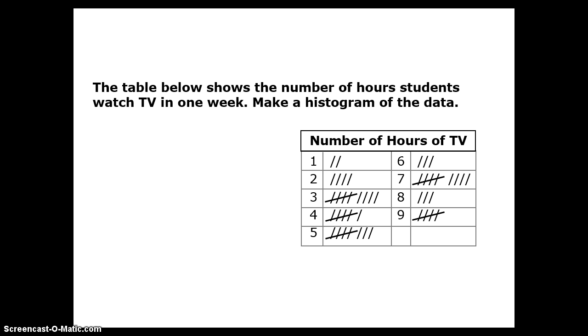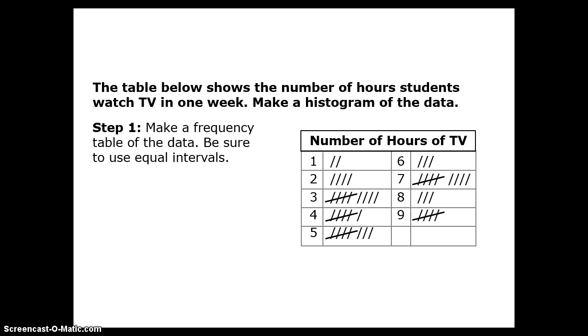This table shows the number of hours students watch TV in 1 week. We're going to make a histogram of this data. We talked a lot about frequency tables in previous lessons, and so we already know how to create those. And today we're going to use that to make a histogram. We're going to take this frequency table and create another frequency table using intervals.